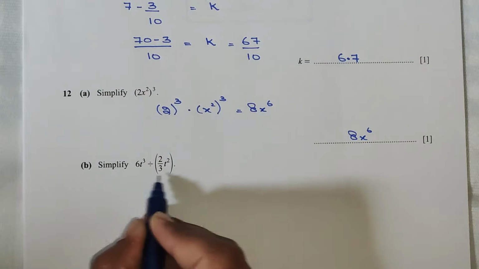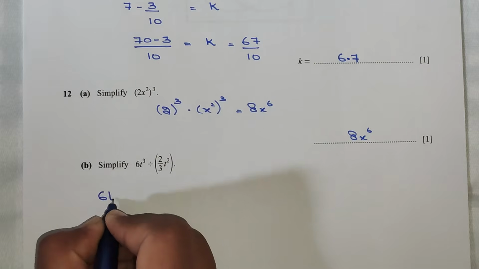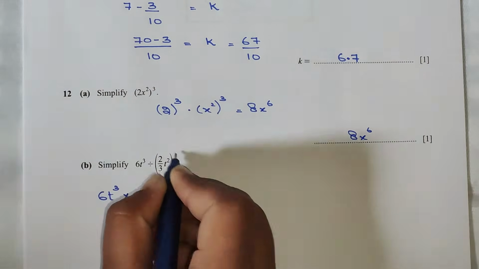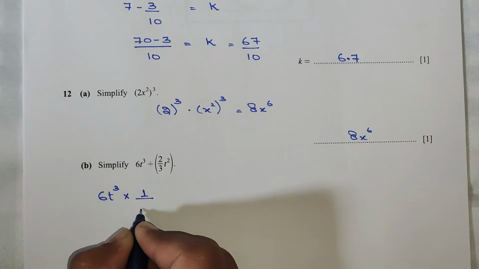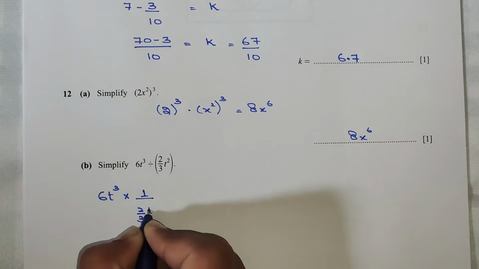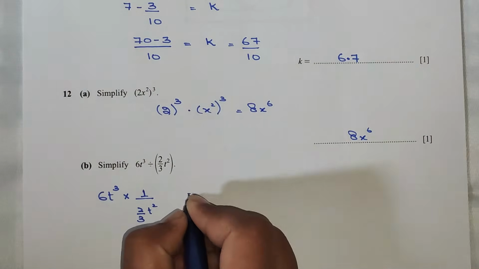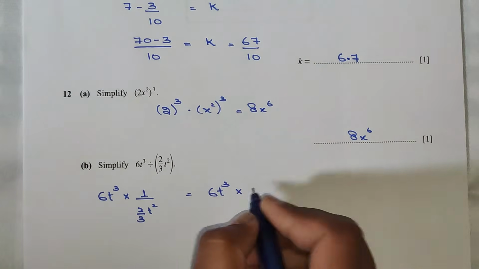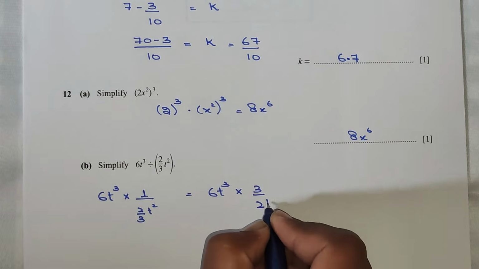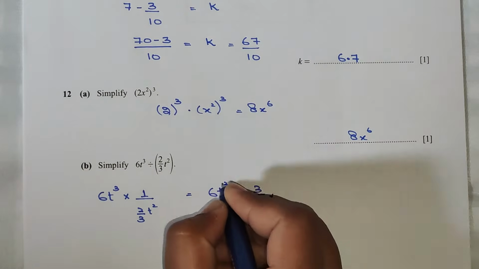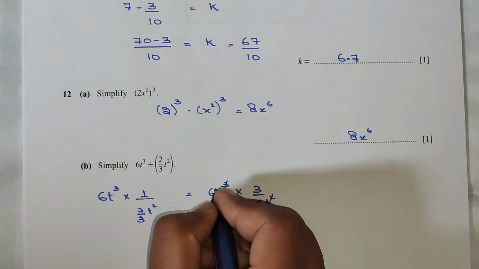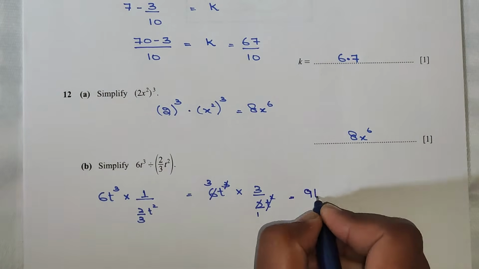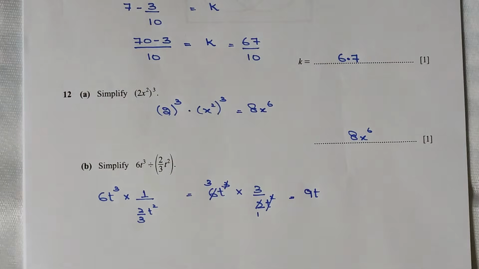The B part, we need to simplify this expression. So we have 6t cubed. We need to change this division into multiplication, and we have to do 1 divided by 2 by 3 t squared. So 6t cubed times 3 by 2 t squared. The t squared and t squared cancel. 2 times 1 is 2, 2 times 3 would be 6, and this would be equal to 3 times 3 is 9 and t. So the answer would be 9t.